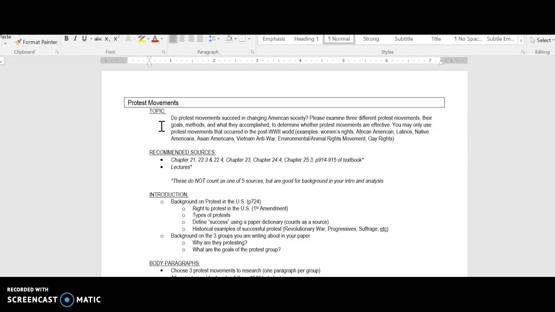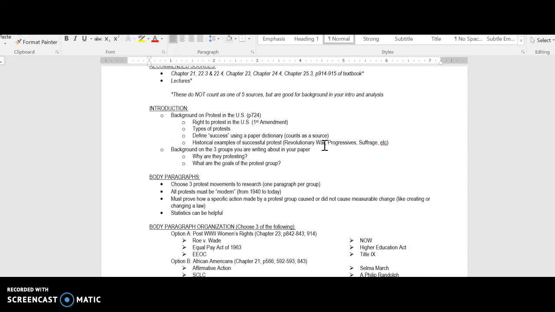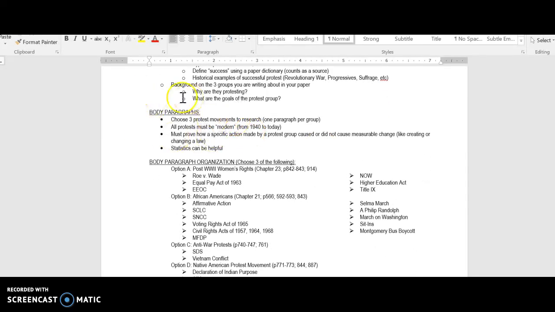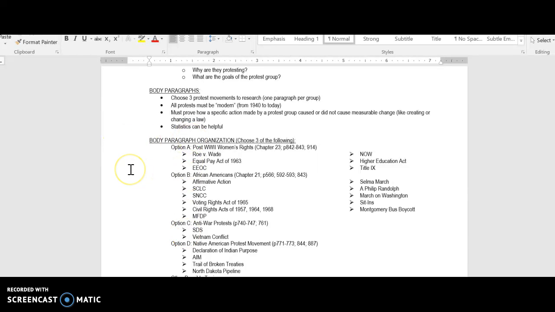Examples would be women's rights, African American, Latinos, Native Americans, Asian Americans, Vietnam anti-war, environmental, animal rights movement, or gay rights. You will be choosing 3 of those examples, whatever 3 interest you the most. So, what we're going to start with is basically where you should start with your research. And that goes down here to where it says body paragraphs and body paragraph organization.